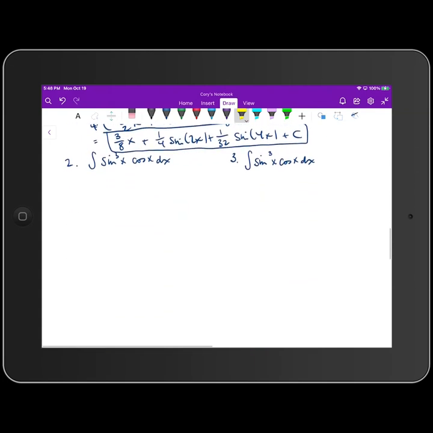I want to see you give 2 and 3 a try. So get those two questions copied and then work on those two. Once you're done, unpause the video and we'll take a look at both of these together.